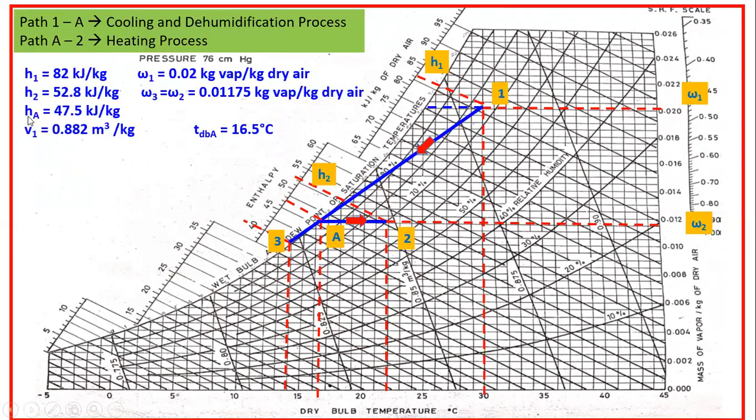So note down also the V1 value. V1 value at point number 1, we need to note down. It is 0.875, this is 0.9. So we have taken the value as 0.882. So also note down at A, what is the dry bulb temperature? The dry bulb temperature is 15, this is 16, 16.5 is the dry bulb temperature at A.